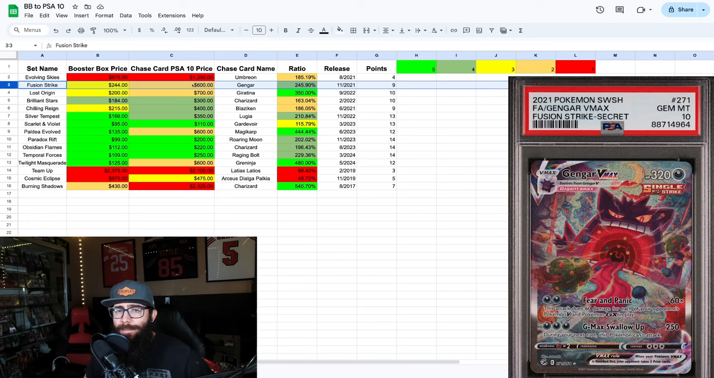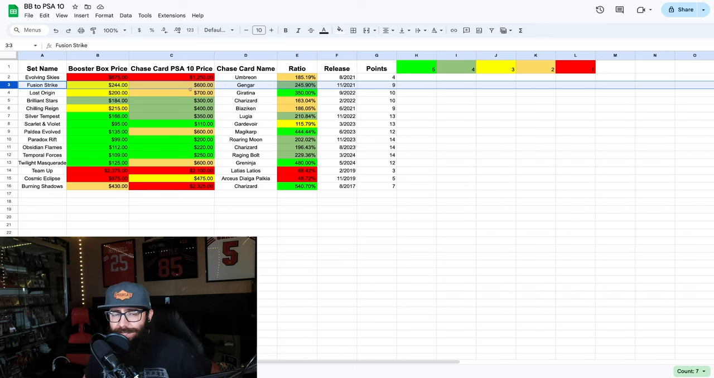So for me, if I'm looking to invest, I'm going Fusion Strike boxes and possibly a Gengar in a PSA 10. But if these are my choices right here and I had to pick one, I'm going to pick the booster box. I think it makes a lot more sense. It has a great ratio here. People will still, if you're picking up to chase that Gengar, I think that's really good.